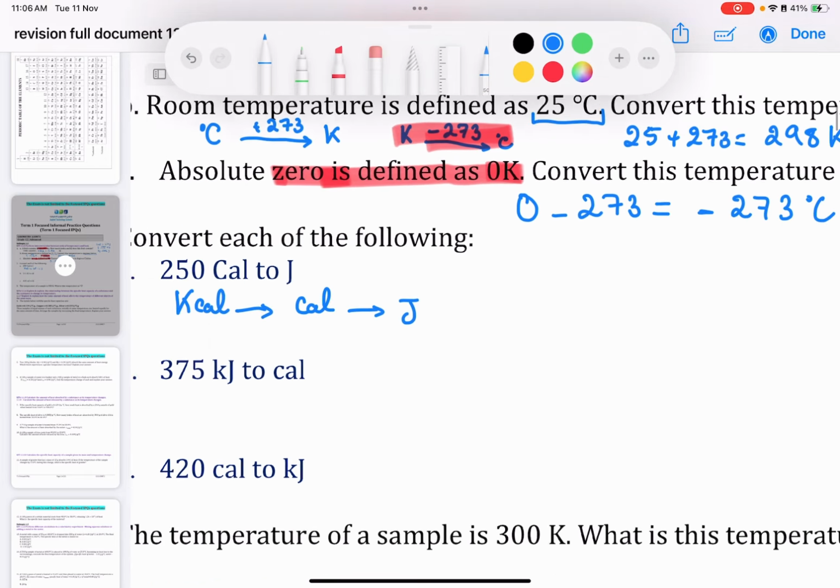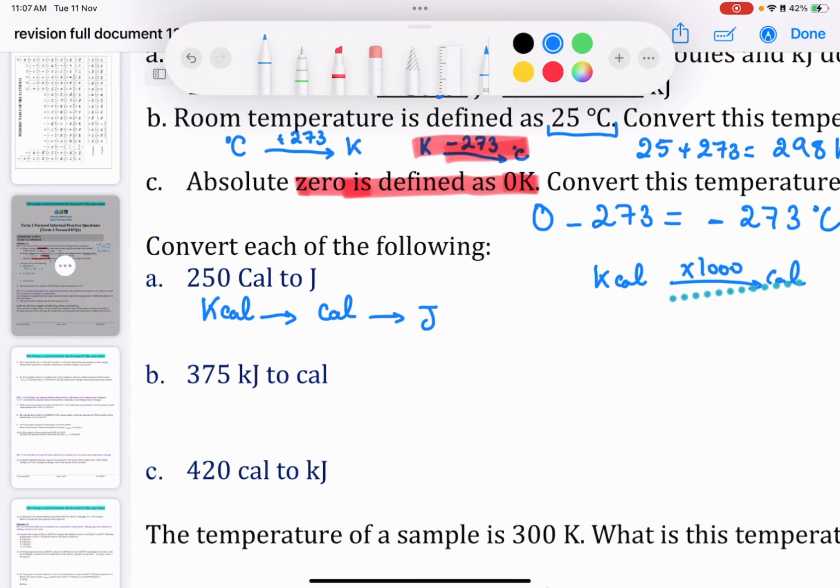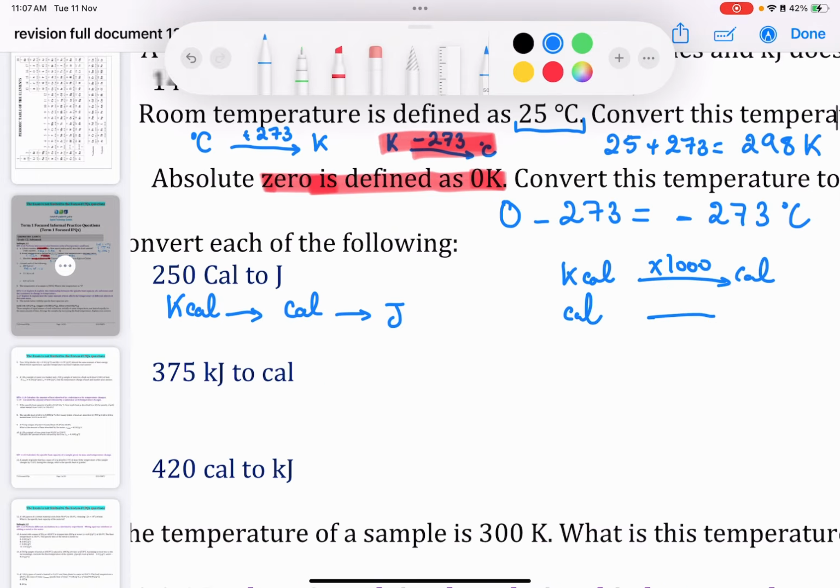So again, I'm going to put the conversion factors over here. From kilocalories to calories, you multiply by 1,000. From calories to kilocalories, you divide by 1,000. I'm going to need only the first one, from kilocalories to calories. Now, also, 1 calorie is equal to 4.18 joules. So after I convert to calories, I'm going to convert it to joules.